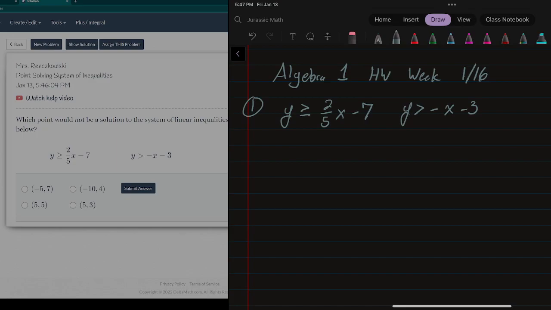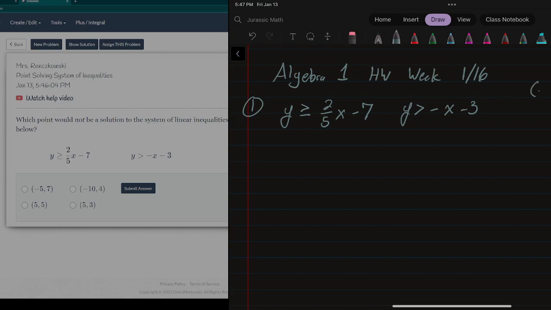So here's our first problem we're going to practice today. Which point would not be a solution to the system of inequalities shown below? Since it says not a solution, we want to look for the answer choice that does not work for both of them. We have four answer choices.